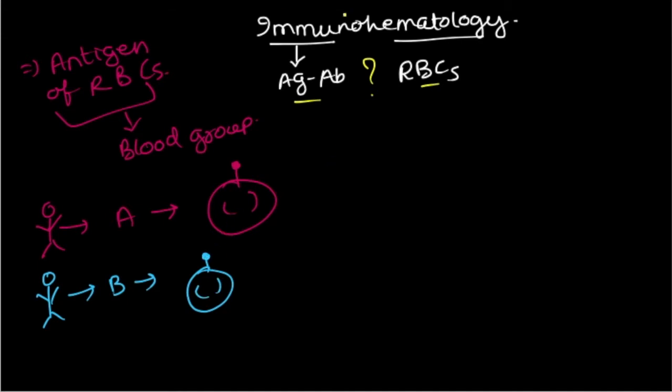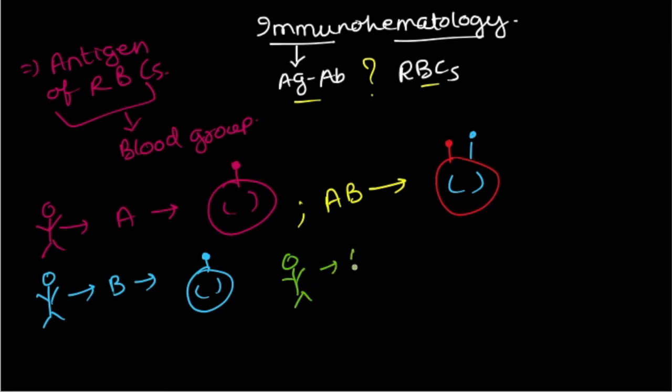And if an individual has blood group AB, that means that individual has both A antigen as well as B antigen on its RBC surface, whereas those individuals who have O blood group will show no antigenic components present on their surface.